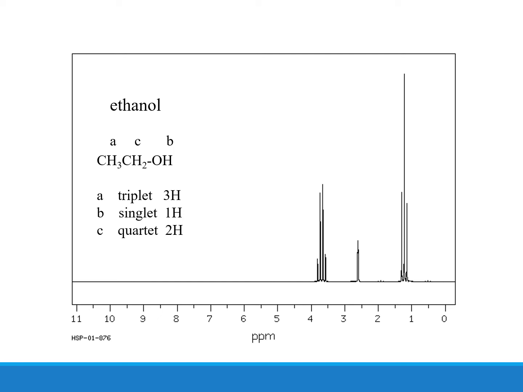In ethanol, the hydroxyl hydrogen is unique, and it doesn't couple with any of the hydrogens and appears as a singlet, whereas the methylene hydrogens will be split by the 3 hydrogens into a quartet and appear at higher chemical shifts because of their closeness to the oxygen, whereas the methyl hydrogens in the terminal carbon are split by the 2 hydrogens into a triplet and appear on the right side of the spectrum.